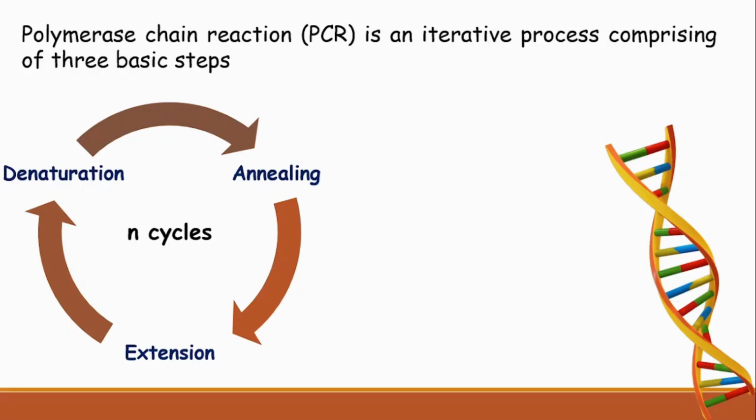Essentially, this process could be broken down into three distinct steps: denaturation, annealing, and extension. And these three steps could be repeated for n number of times or for n number of cycles, depending upon the final concentration of products which is desired. So let's break this down.